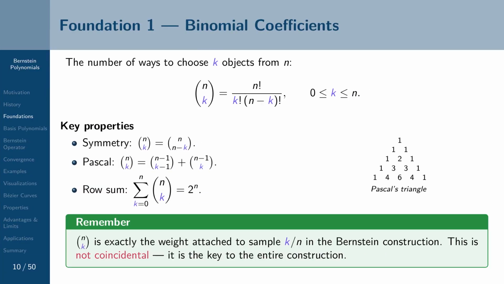Let us assemble our tools. The binomial coefficient, written n choose k, counts the number of ways to choose k objects out of n. We will use 3 facts: its symmetry, n choose k equals n choose n minus k, Pascal's recurrence, and the row sum, the sum over k of n choose k equals 2 to the power n. Keep this key point in mind. The quantity n choose k is exactly the weight that the Bernstein construction attaches to the sample at k over n, and this is no coincidence. It is the key to the entire construction.